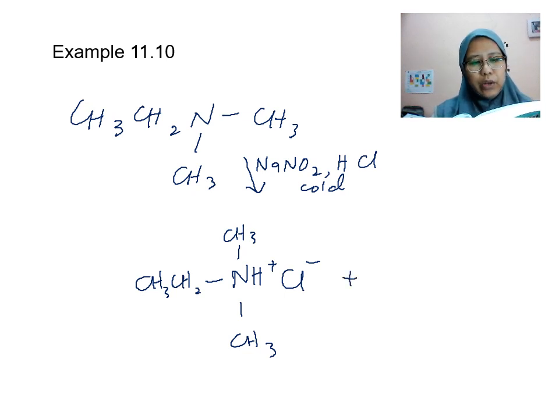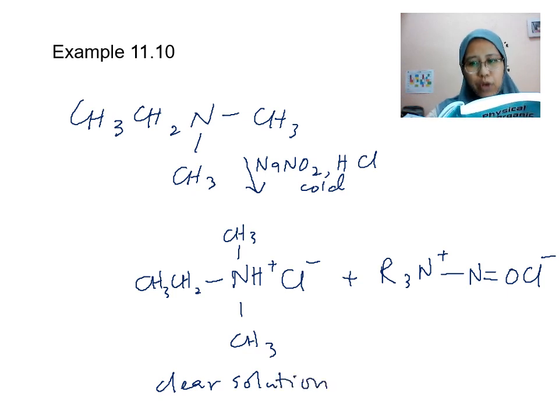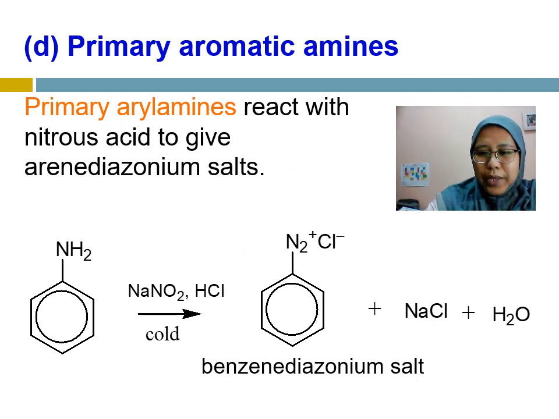And another product would be R3N plus N double bond O Cl minus. So the observation here is a water soluble salt will be produced, where you can also write a clear solution will be formed. We have finished with the 3 aliphatic amines. Now we start with aromatic amines.